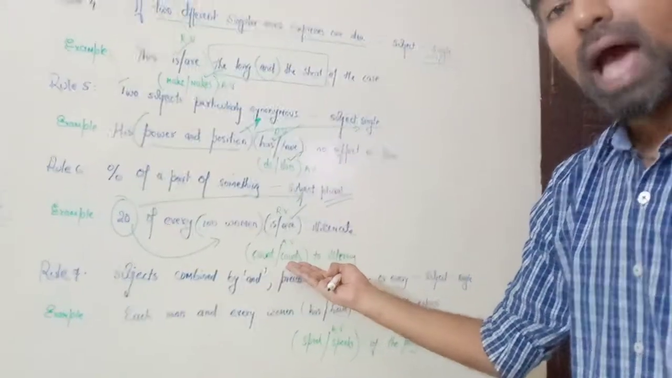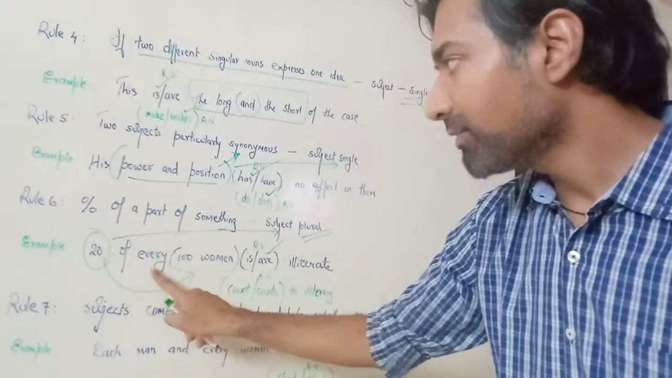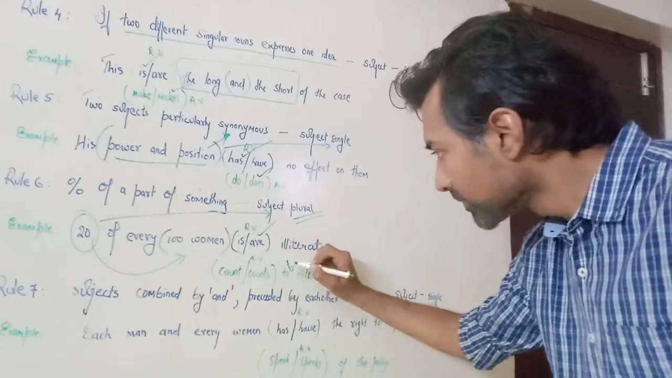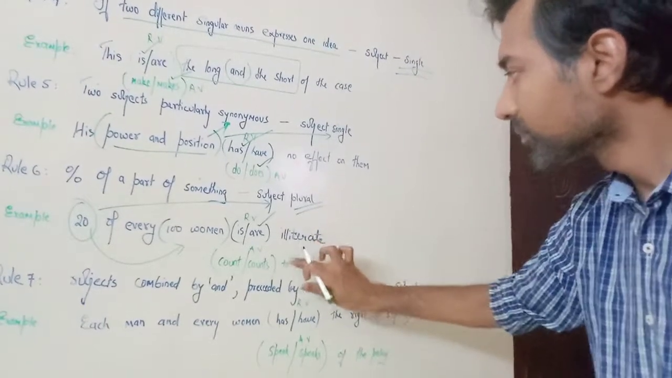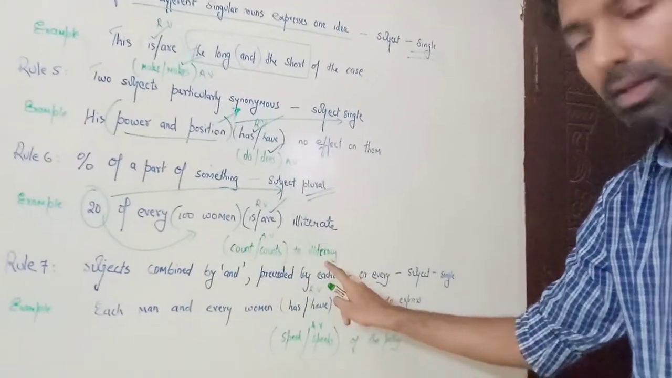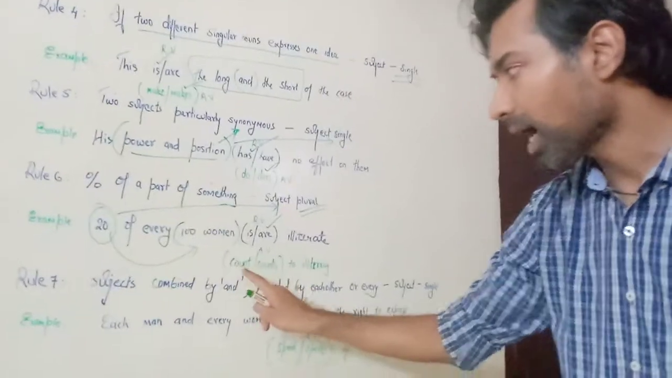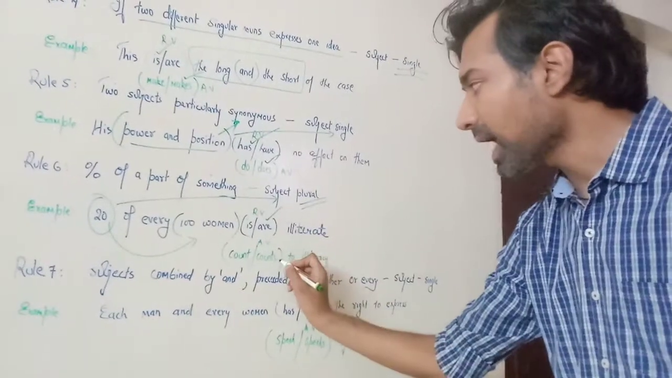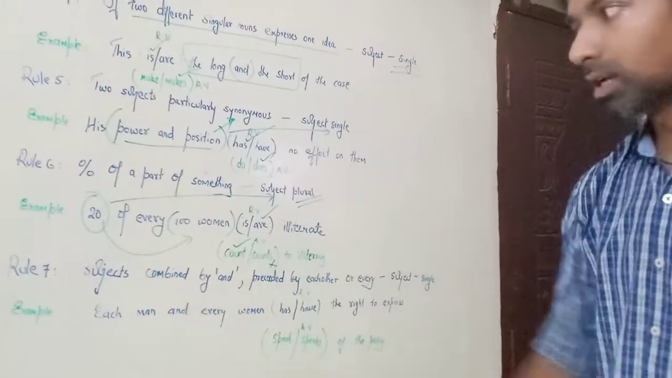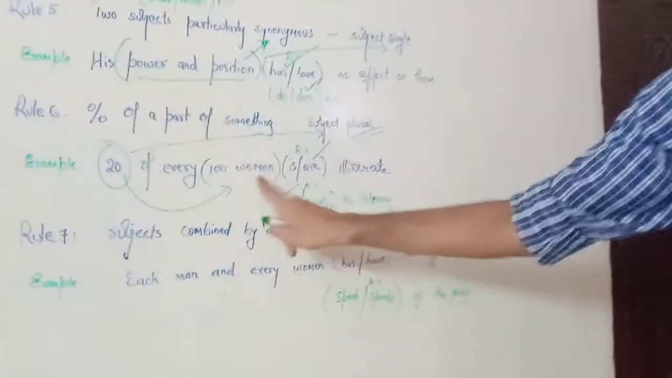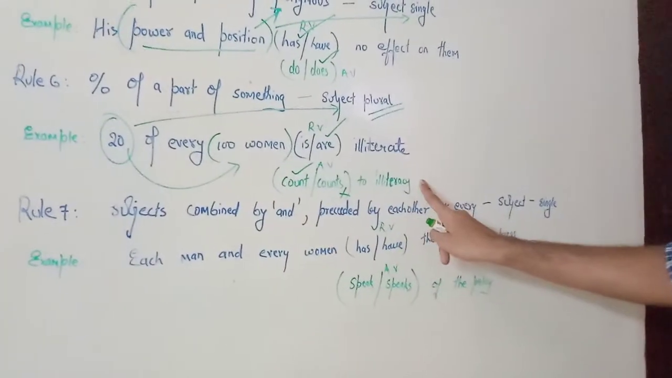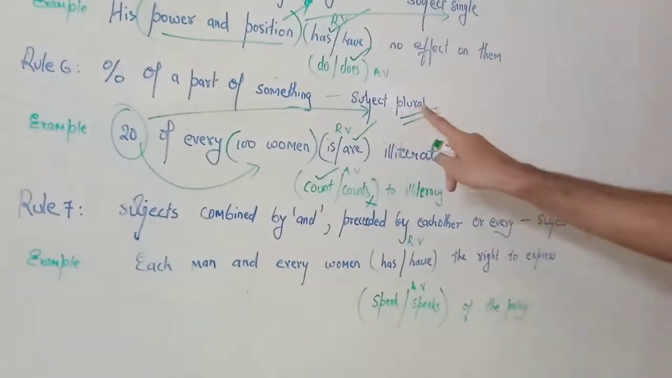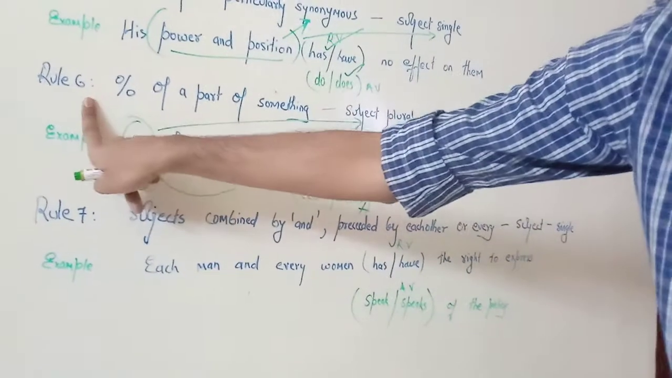Similarly, if I take an action verb, I'll say 20 of every 100 women counts to illiteracy. So if my subject is plural, I will not take this, I will go with this. So the sentence would be 20 of every 100 women count to illiteracy. That makes the agreement of the verb with the subject as understood as subject plural. This is as per rule number 6.